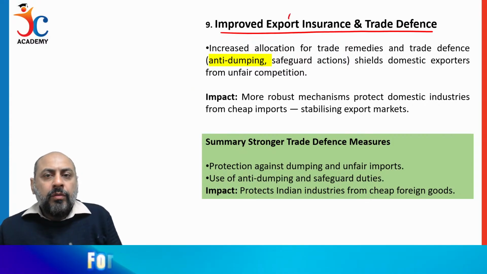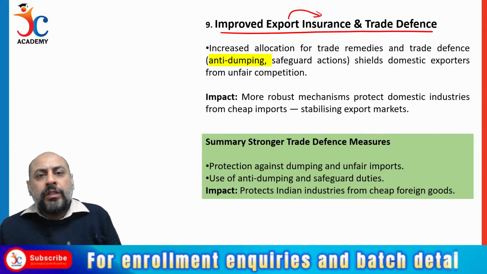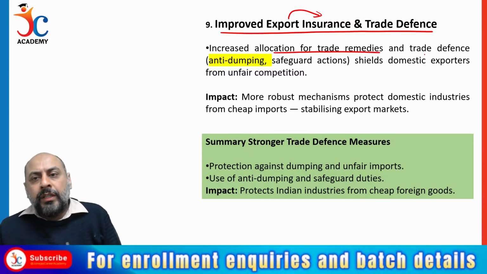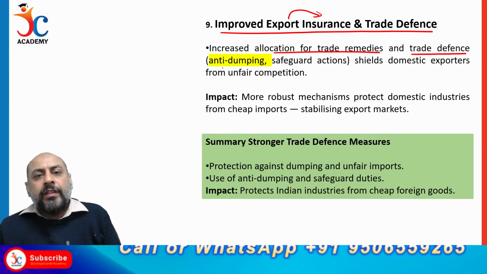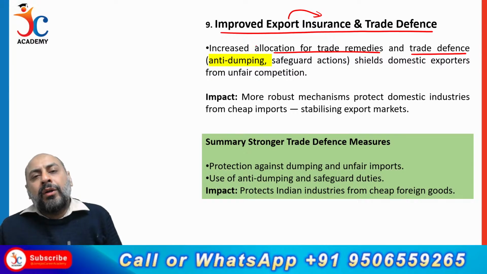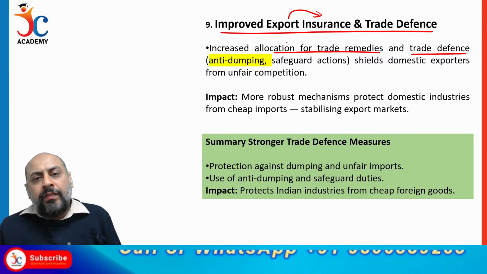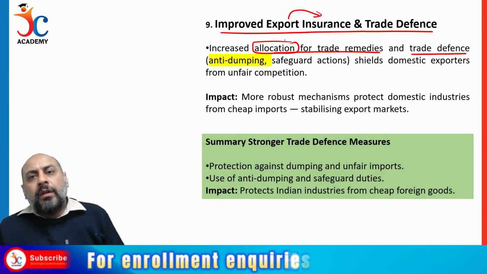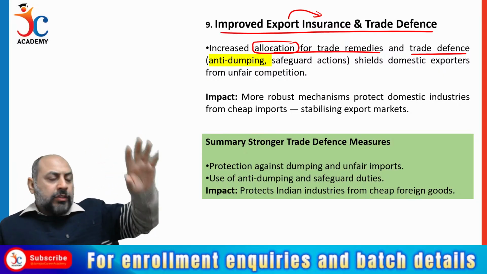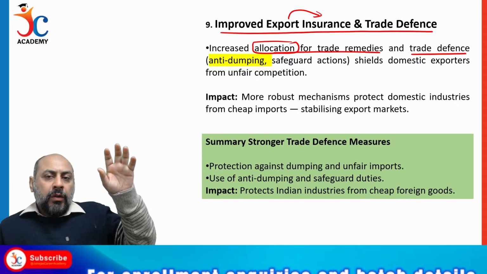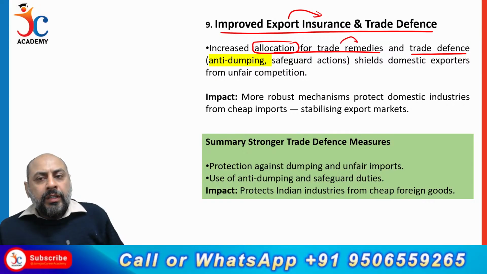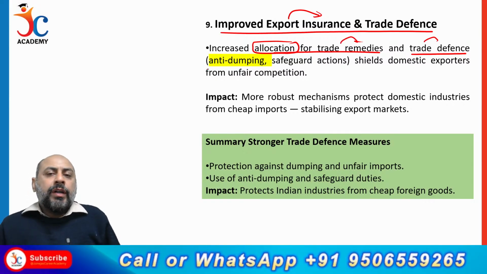We are now focusing more on export insurance, so increased allocation for trade remedies and trade defense. Now, what are we trying to explain? What the budget is saying is that we will be putting in more money. A larger chunk of the kitty, a larger chunk of the money would be allocated for trade remedies and trade defense. So what are trade remedies?